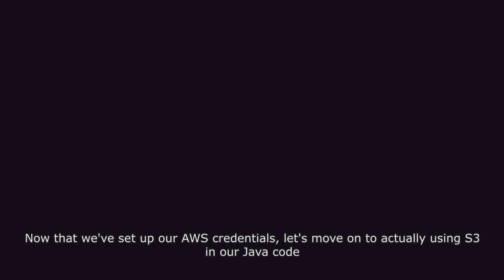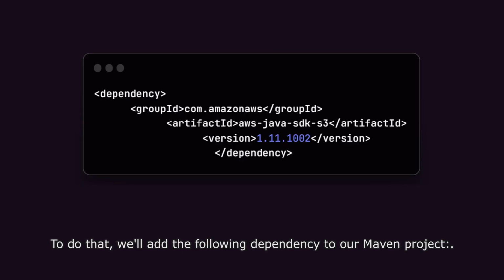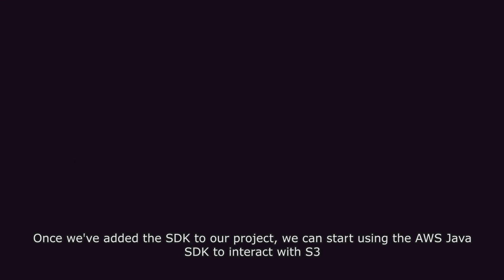Now that we've set up our AWS credentials, let's move on to actually using S3 in our Java code. First, we need to set up the AWS SDK for Java. To do that, we'll add the following dependency to our Maven project. Once we've added the SDK to our project, we can start using the AWS Java SDK to interact with S3.